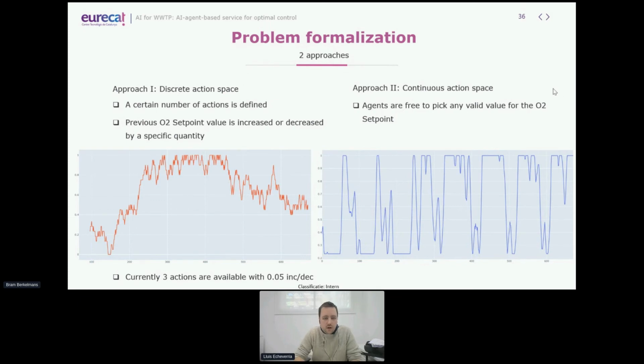On the right side, the second approach does not limit the agent actions, and the agent is allowed to pick any valid value for the O2 set point. This way corresponds to the actual wastewater treatment plant operation model. We will see which approach ends with better results.